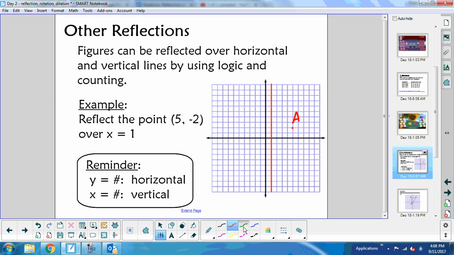Really what we're going to do here is just count the number of units it is away from that line. So I'm going to go 1, 2, 3, 4. Okay, it is 4 units away from that line. I want to go 1, 2, 3, 4 in the opposite direction. So right here is going to be my A prime. Okay, so you're just using logic and counting in order to figure out where these points go.